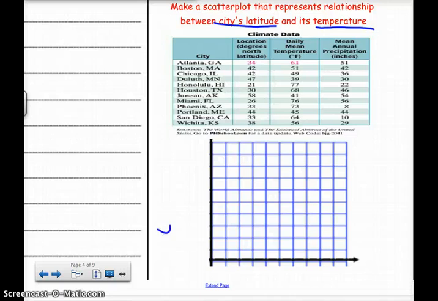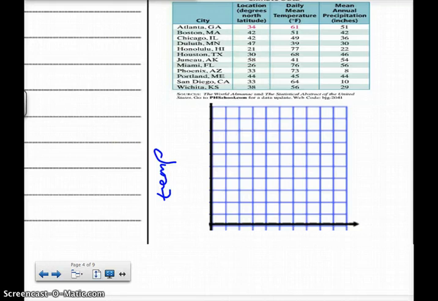So I would say temperature on the tall side, latitude on the bottom. I'm leaving space because we're going to have to scale, and this is where I don't love it. I'm not a big fan of deciding how do I scale. So all I need is temperature and latitude. So it looks like latitude is right here, and temperature is right here.